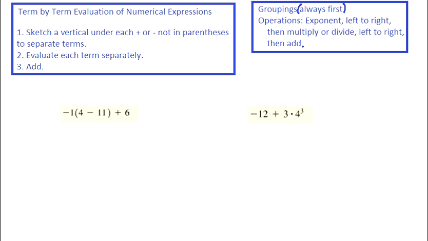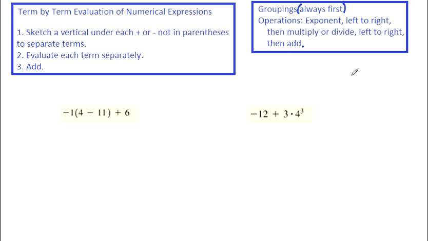Now I'd like to show you how to do term-by-term evaluation of numerical expressions. These are the same expressions that you usually do by order of operations. In the second box here, I have written the order of operations. The groupings are always first, whether they're parentheses or absolute values, with something to do in them. Operations are done with the exponents from left to right, then multiply or divide from left to right, and finally addition. And since subtractions are turned to addition, it's just addition now.